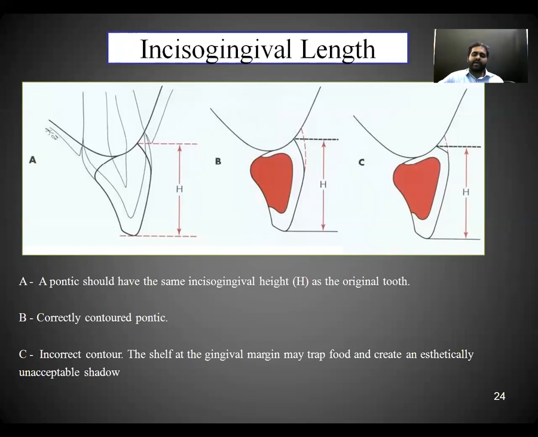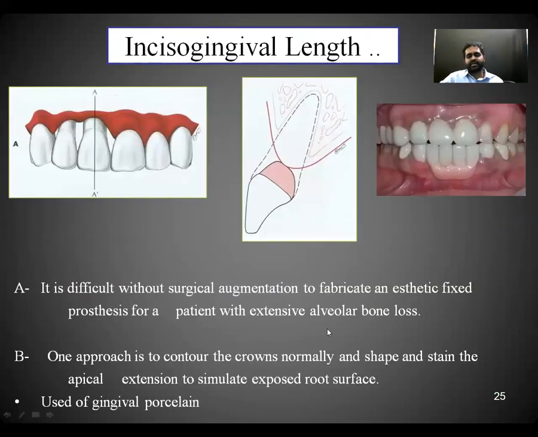Okay. It will have inadequate contours. It is very difficult to maintain. There will be food interruption in between. If the height of the incisor length is decreased, which is given as H in each and every diagram, then, as in diagram A where we have a proper incisional length present, when we compromise it, the area beneath your cervical line will have food impaction, which is not acceptable to the patient aesthetically.